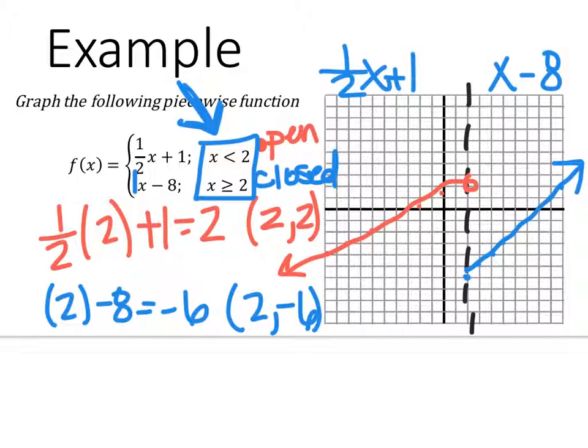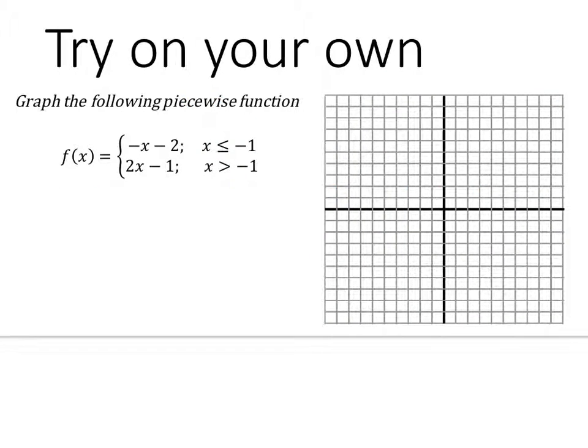So now you have your try your own, where I want you to graph the following piecewise functions, -x minus 2 and 2x minus 1, and you're going to graph it, one on the left side of -1 and one on the right side of -1. Good luck!